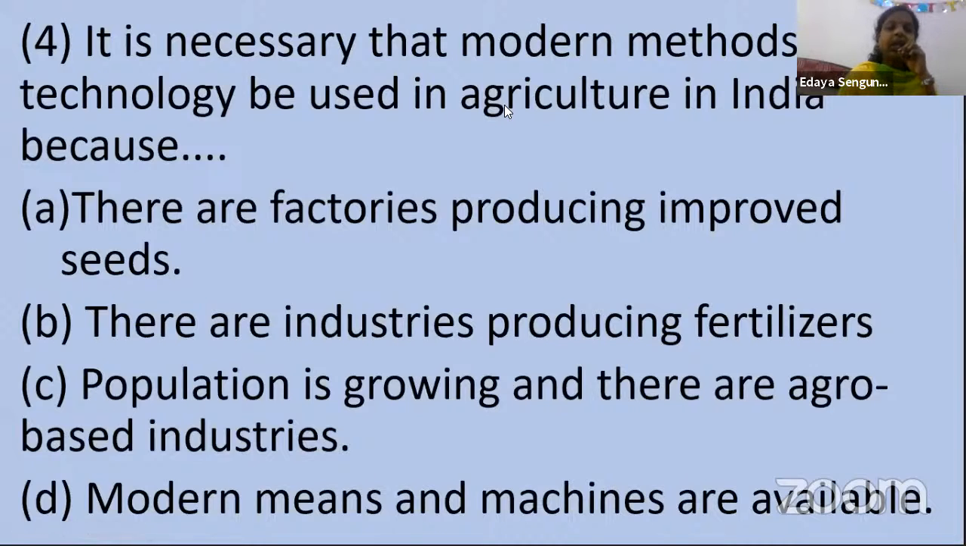Yes, exactly. India is a developing country. Population is increasing and the agro-based industries are also increasing. So this is the reason why we are using modern methods and technology. So option C is the correct answer. Very good, very good. We have all finished the lesson.